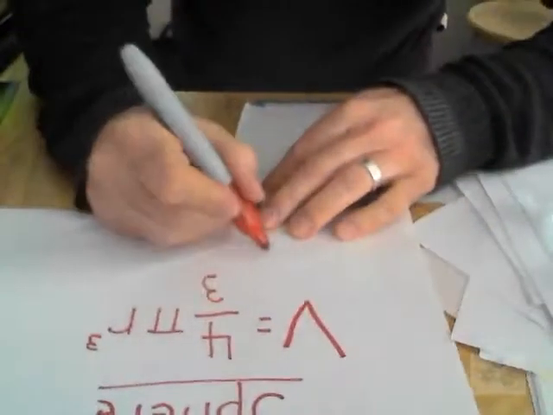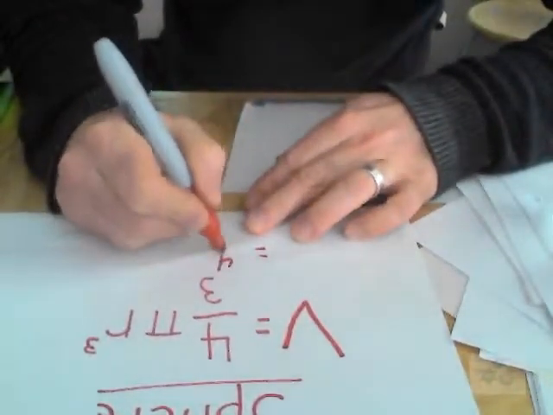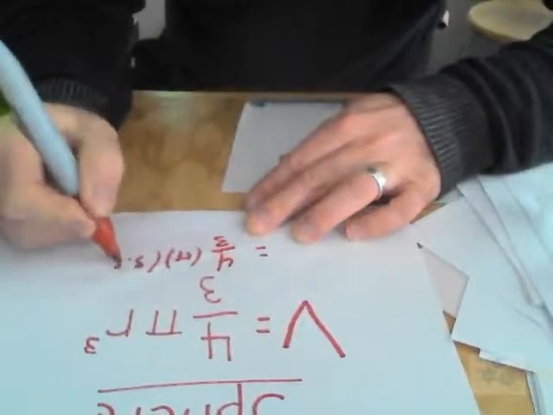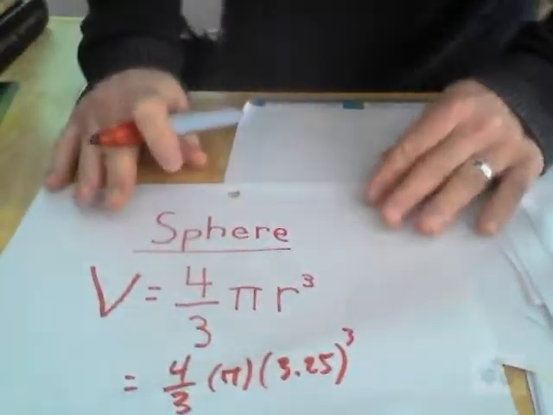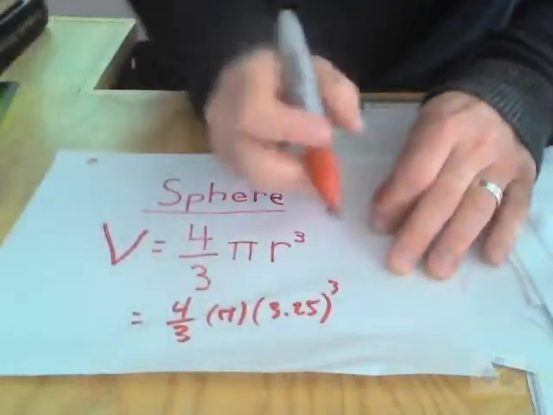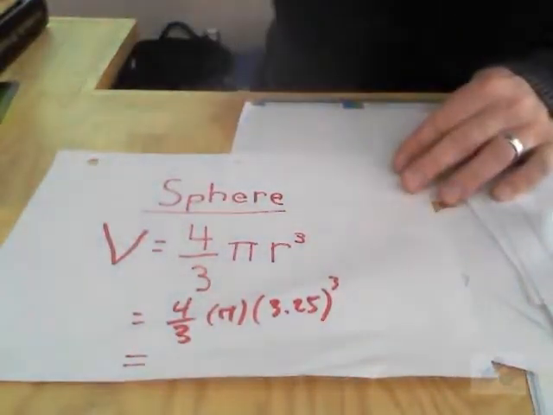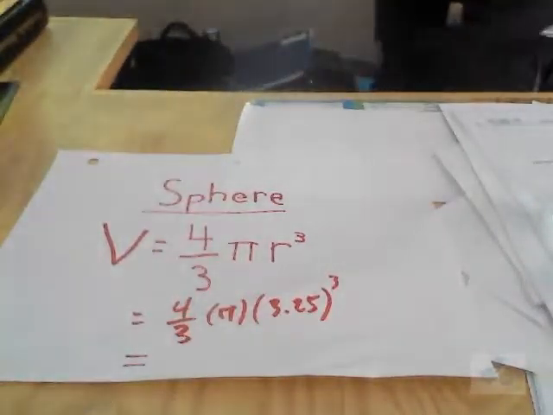So the radius was what? 3.25? Yeah, 3.25. Okay, 4 over 3 times pi times 3.25 cubed. That's what we need to figure out. So let's see if that comes close to our expected volume for that tennis ball. What do you get when you do that?